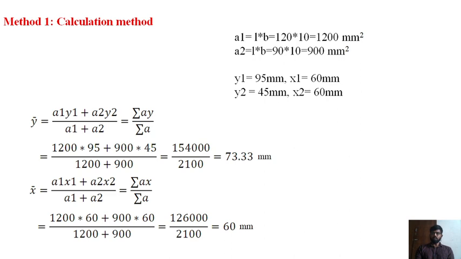Substitute all the area and y values to the formula, divided by summation of the area. Finally, we'll get 73.33 mm. Similarly, x bar is equal to A1 x1 plus A2 x2 divided by A1 plus A2, that is equal to sigma AX divided by sigma A. Substitute all the values of x and A to the formula. Finally, we get x bar is equal to 60 mm.